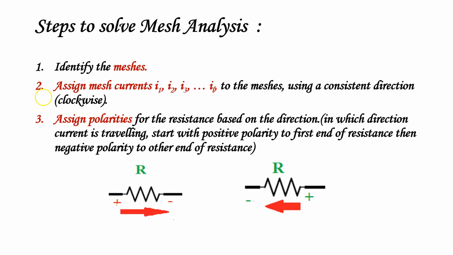Third step is to assign polarity. Based on the direction, we will start assigning polarity. Here the starting end of the resistor will be positive, and the other end of the resistor I will be assigning negative polarity. In the second figure, I can see that the current is traveling in the anti-clockwise direction. So the starting end is this side. Here I will assign positive polarity, and after crossing this, the other end I will be assigning negative polarity.